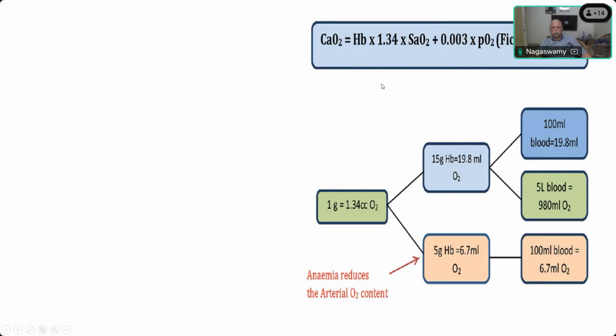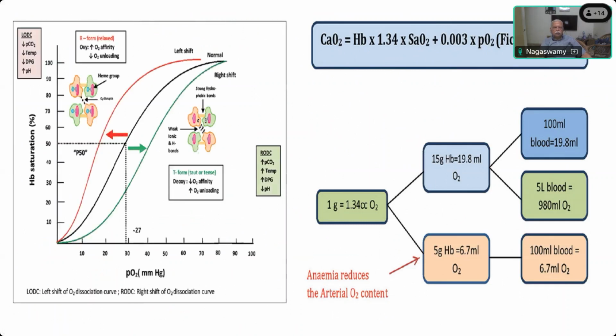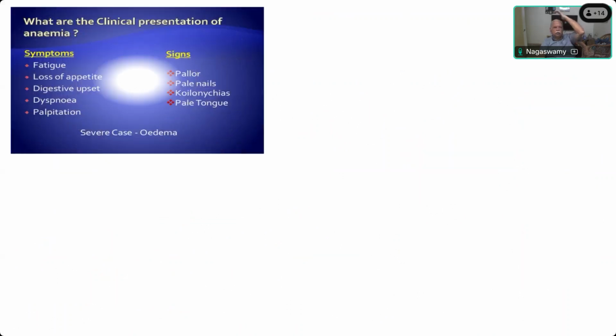If you add these two, you will usually get around 20 to 21 ml per 100 ml. That will be the value for a person with normal hemoglobin. So that is how the calculation is done, and these are all the various ODC curves. This discussion also can come in the examination. So what happens if the ODC curve is shifted to the right and left? We will not waste time on that.